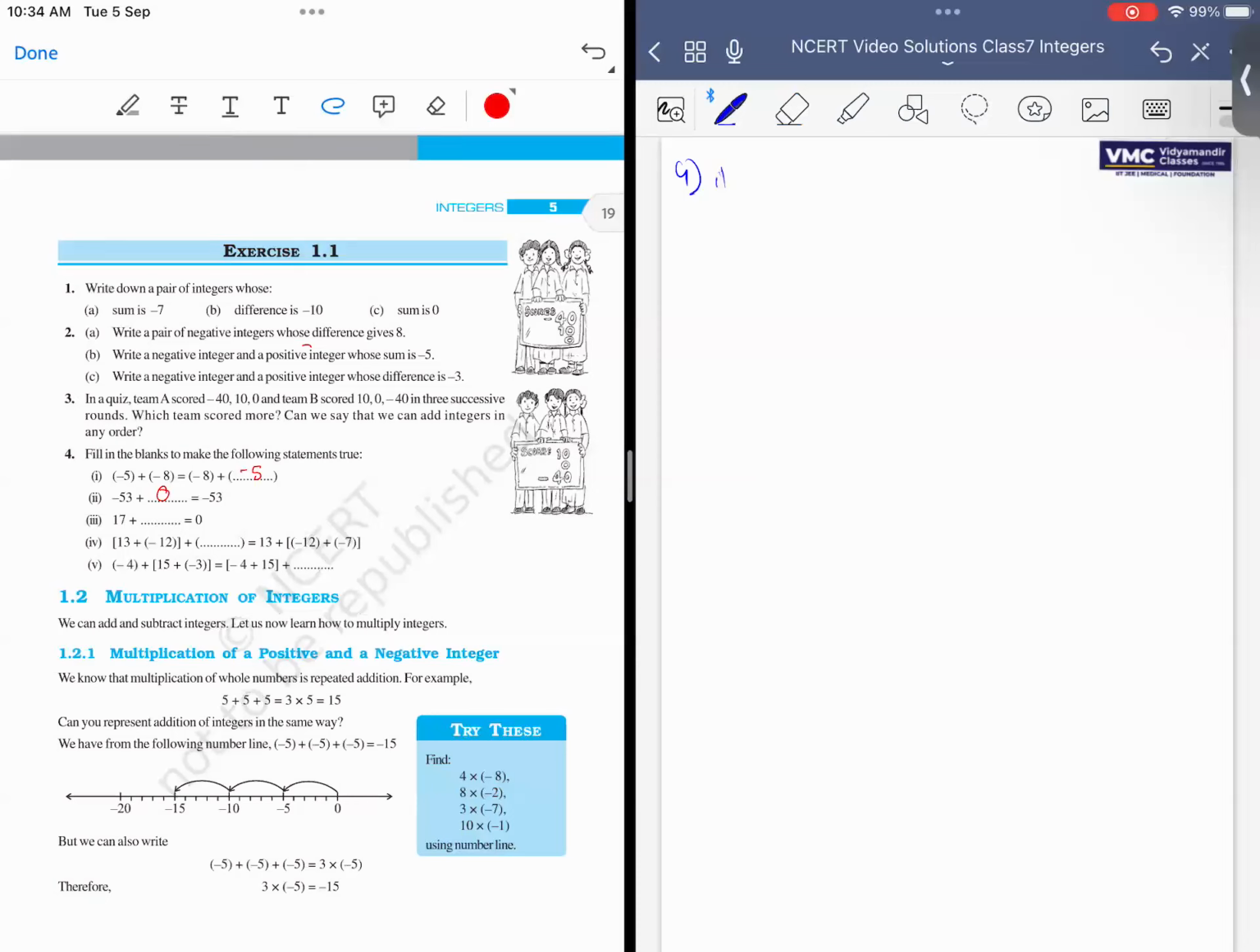17 plus additive inverse, minus 17. 13 plus minus 12 plus blank is equal to 13 plus minus 7. This is associativity of addition. And minus 4 plus, again this is associativity. So it will be minus 3 outside.